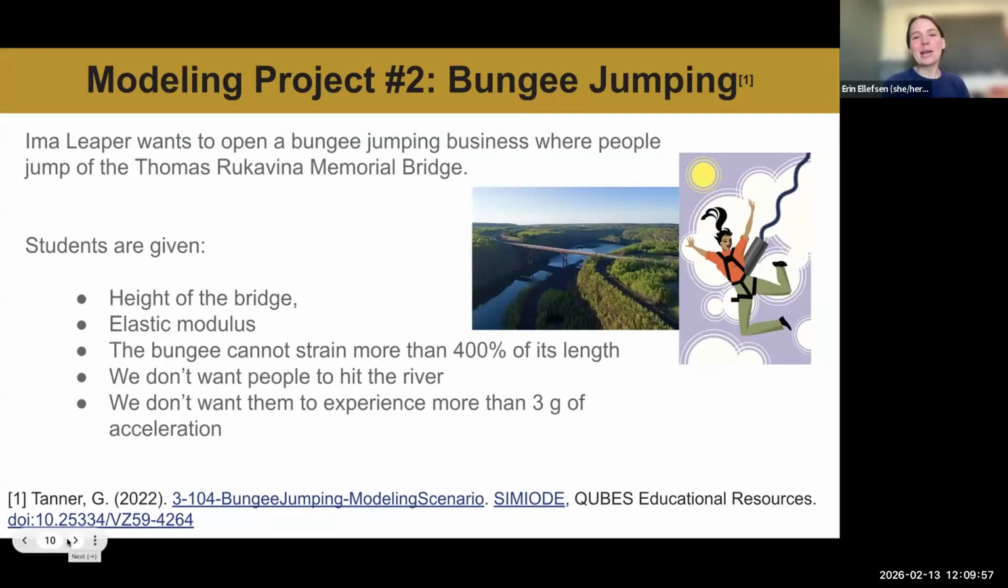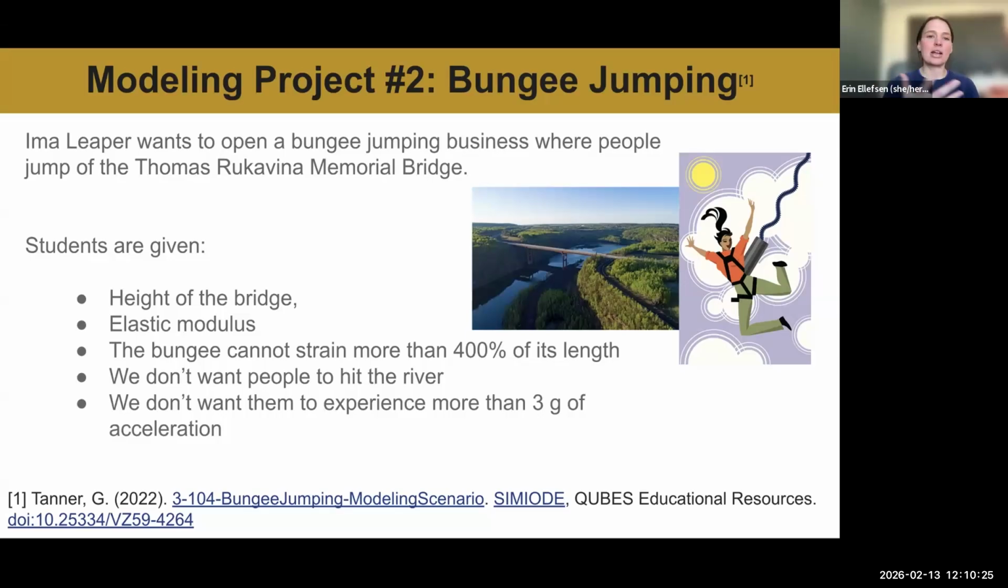All right. So project two is a bungee jump project. And actually, the original one I got from CMEO's resources. It's from Gregory Tanner at Concordia Moorhead. And that actually works out nicely. I'm in Minnesota, and so is Moorhead. And so he's having the students design a bungee jumper jumping from the tallest bridge in Minnesota.